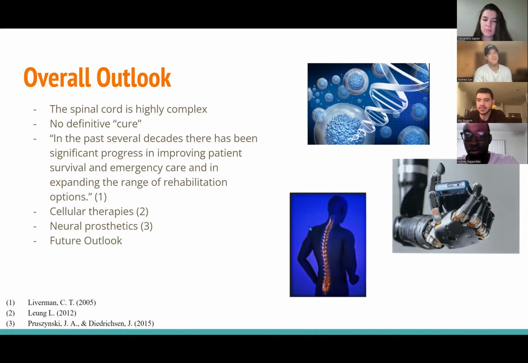Technical advantages and innovative research, as well as technological advances, will help improve and find ways to better treat patients with SCI. In our opinion, the future for SCI treatment looks promising. And yeah, that is our presentation.